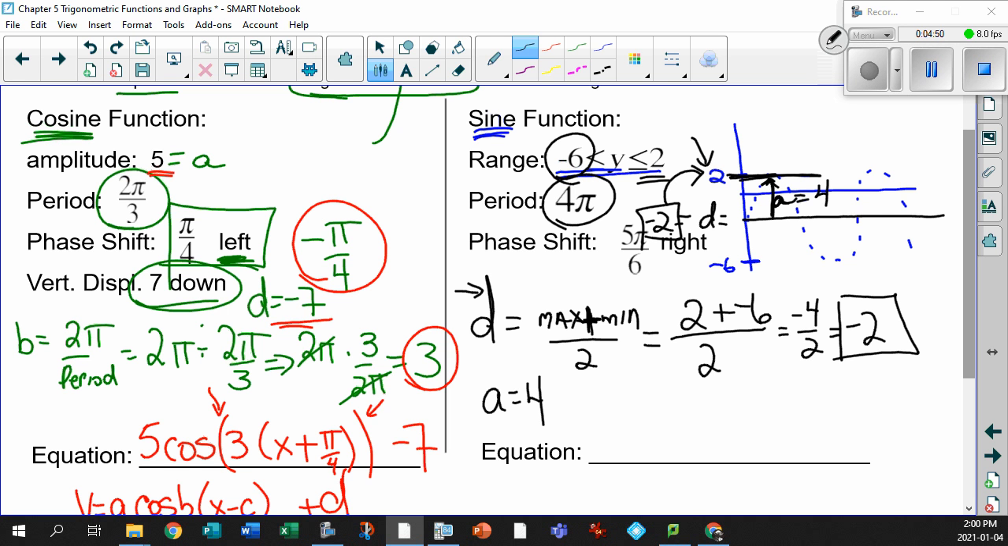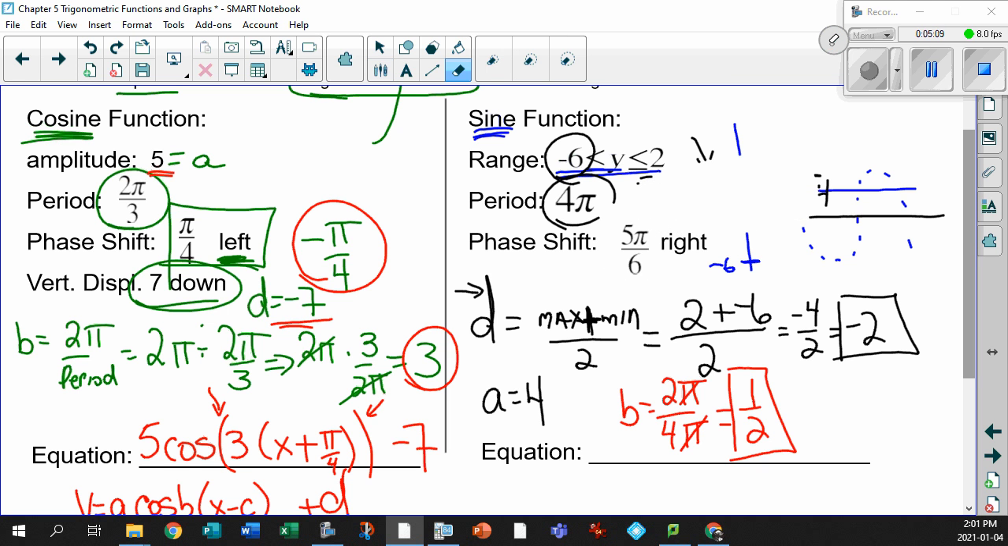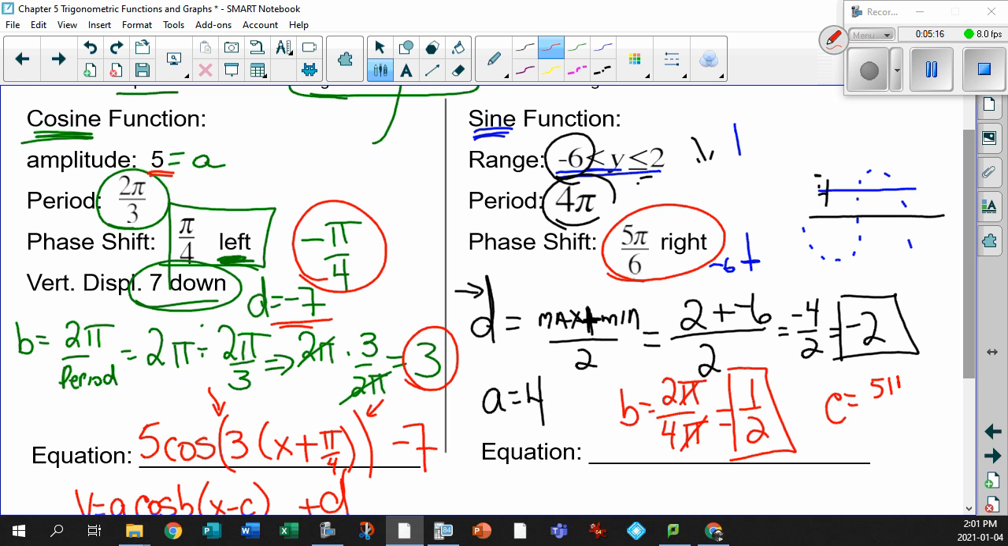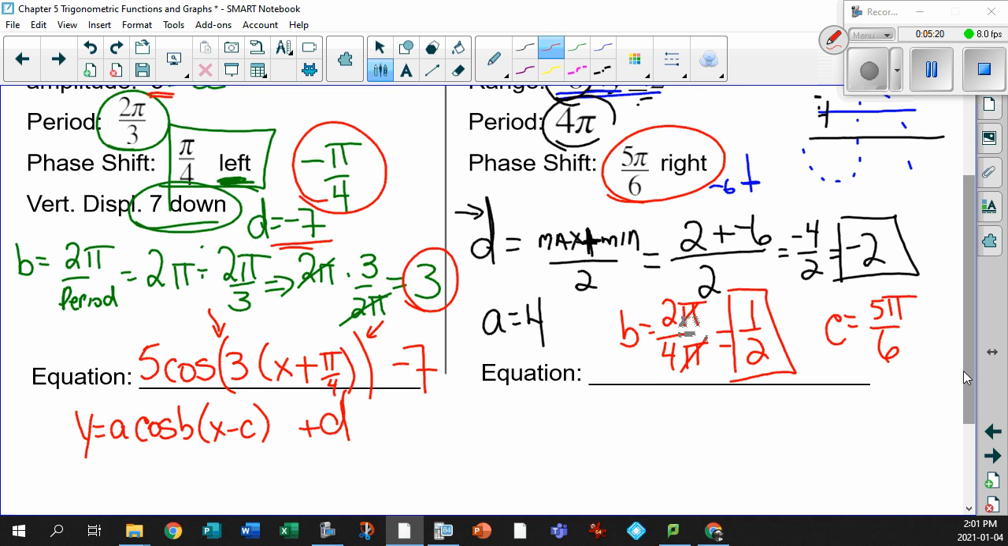Our period. Oh, well, let's use a different color. Our period is 4 pi. So you know that the B value is 2 pi over the period. 4 pi. Oh, this one's easy. Look at that. The pi's cancel out. Gives you 2 over 4, which is 1/2. Now we know the B value. That's simple. And we have a phase shift, which I can't read because I scribbled. Oh, there it is. 5 pi over 6 to the right. So that has got to be our C value of 5 pi over 6. And it's to the right, so it's in fact positive. So now I've got all the values I want.